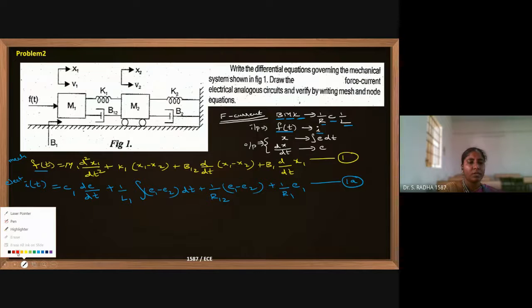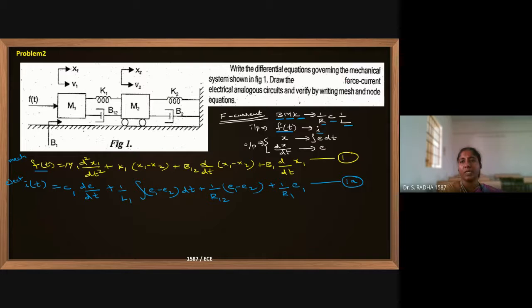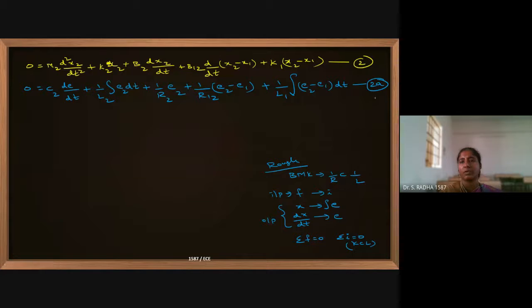And I told you, force current analogy means we will be doing KCL equations. Force current analogy means this is a Kirchhoff current law equation, and 2A is also a Kirchhoff current law equation. So this is nodal analysis, because we have Kirchhoff current law equations. If it is voltage equations, then it is mesh analysis. Because it is current equations, it is nodal analysis.